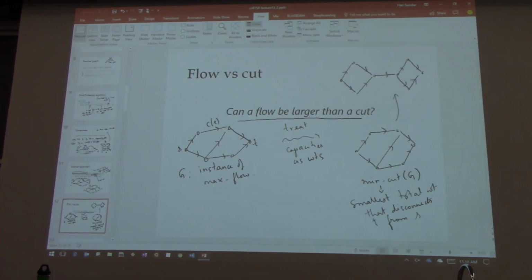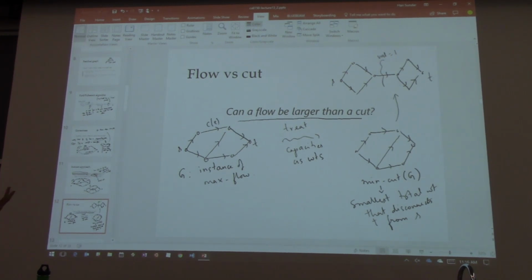In this case, here's a cut of value 1. Okay, because I've just removed one edge. Now, can there be a flow in this graph from S to T of value bigger than 1? And why not? Because that's the bottleneck for one. Yeah, because a cut essentially captures a bottleneck, right?